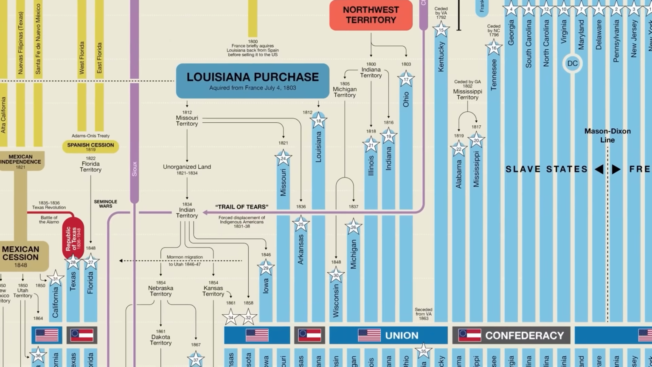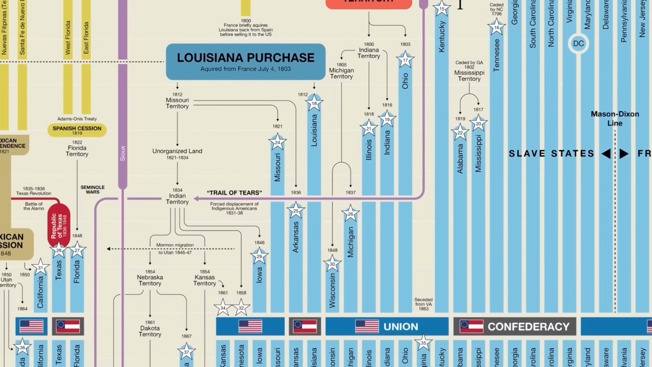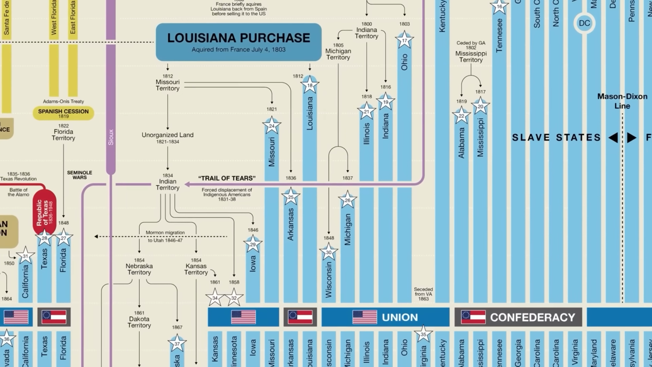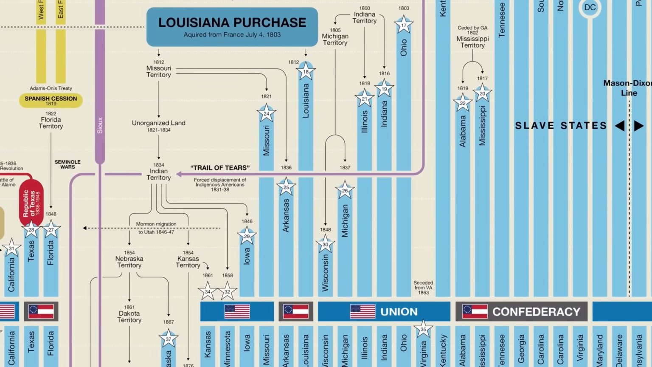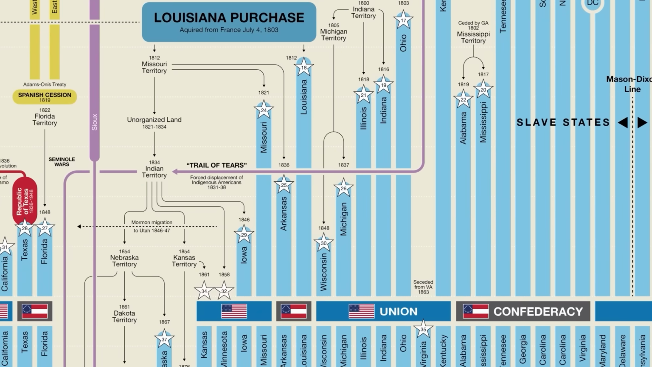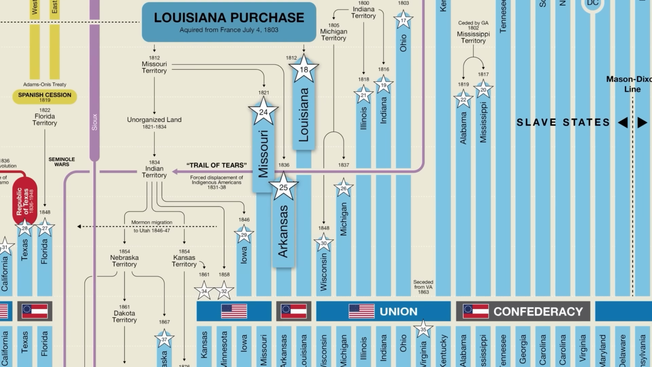In 1803, the vast majority of people living in the Louisiana Purchase area were not French or Spanish, but rather indigenous. Which is why, after the first 3 states were carved out of the territory, Louisiana, Arkansas, and Missouri, the remaining area was simply called Indian Territory.